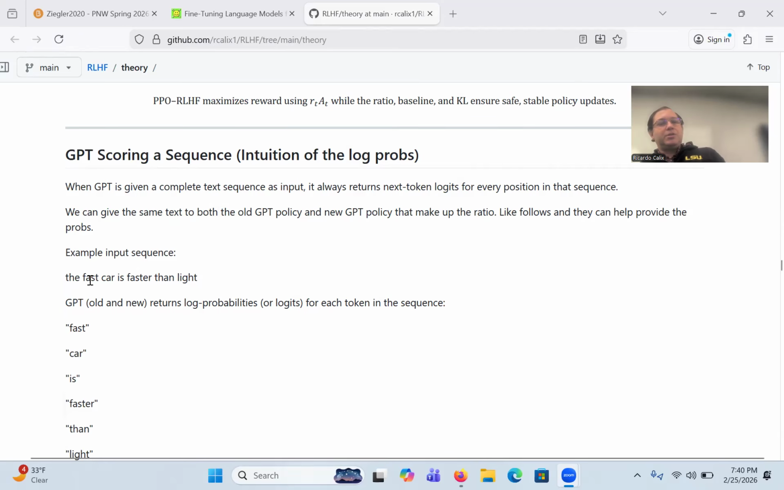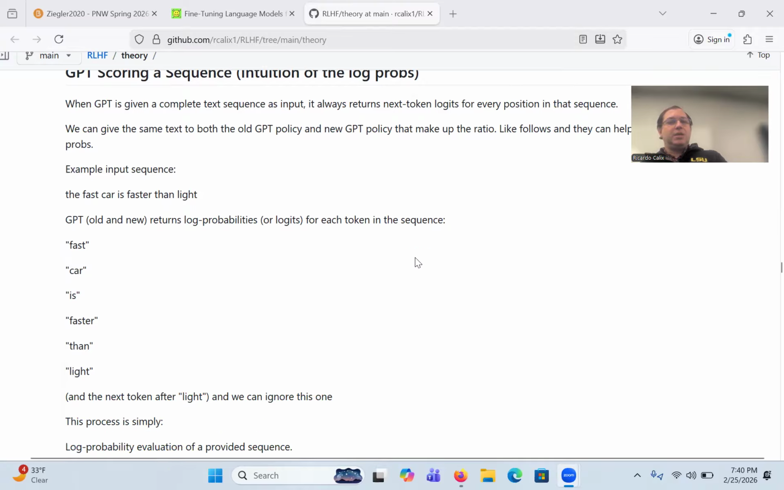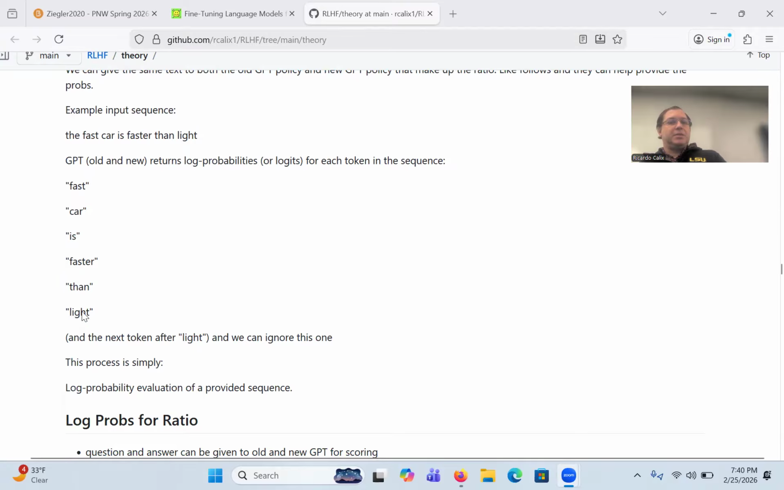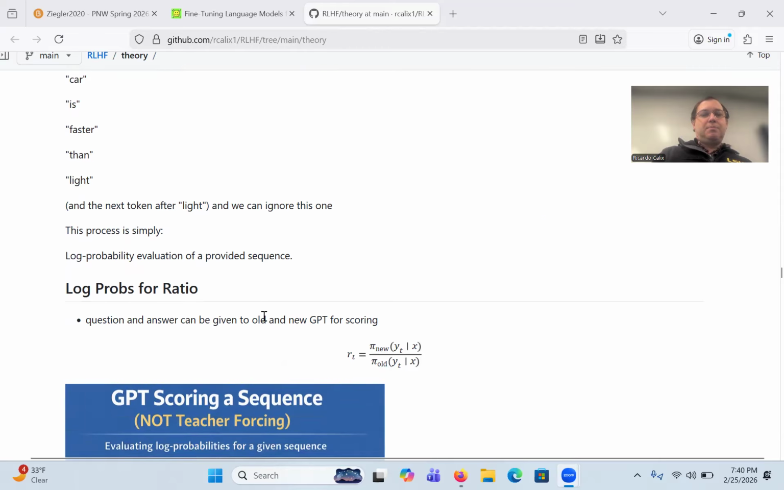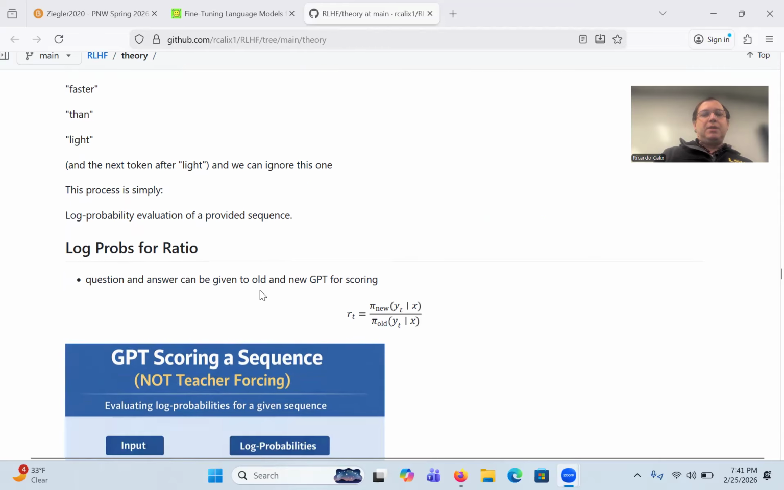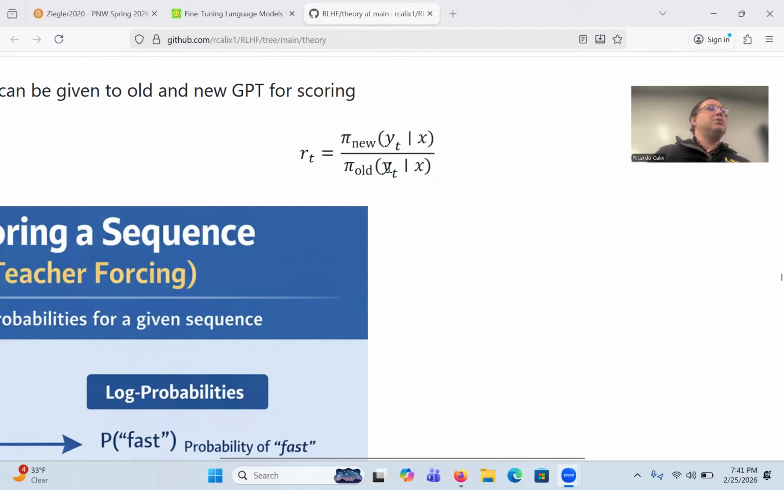Example input sequence: the fast car is faster than light. GPT old and new return log probabilities or logits, whichever one you want to use, for each token in the sequence: fast, car, is, faster, than, light, and the next token after light, which can be ignored. So this process is simply log probability evaluation of a provided sequence. Question and answer can be given to the old and new GPT for scoring, and then we can calculate the ratio that controls how much things are changing.